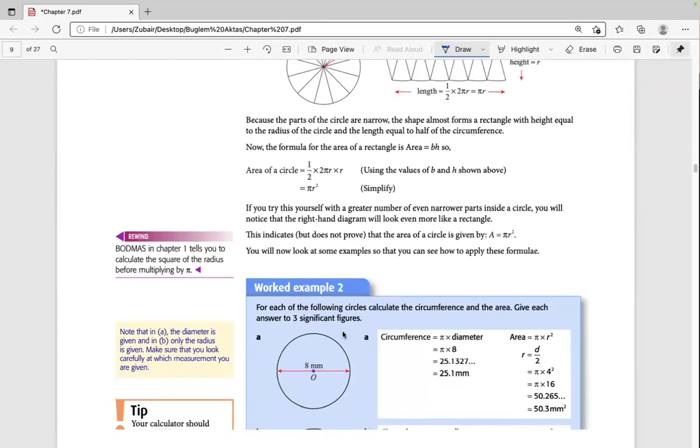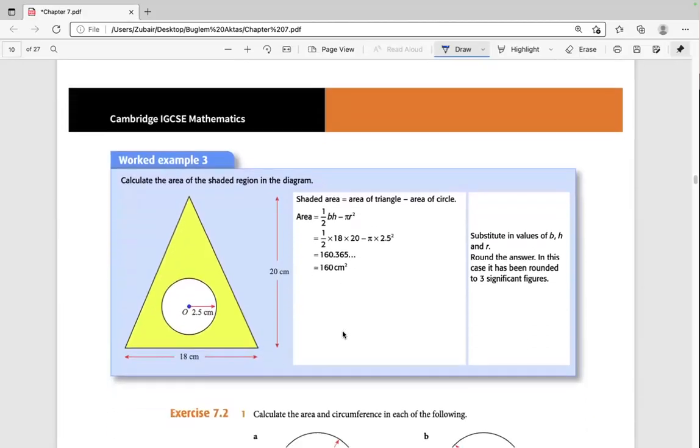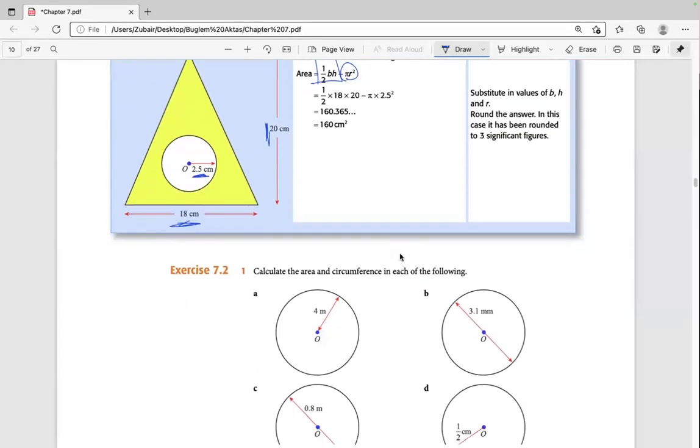So finding the area, we've discussed the formula. Let's jump on to the practice exercise. Again, composite shape. It says calculate the shaded region of the diagram. If we look at the shaded region, that is a triangle, and we are taking out the unshaded part, that's a circle. So the triangle is 1/2 times base times height, minus the circle. Picking up the correct dimensions, base is 18, height is 20, radius is 2.5. And just plug and solve.